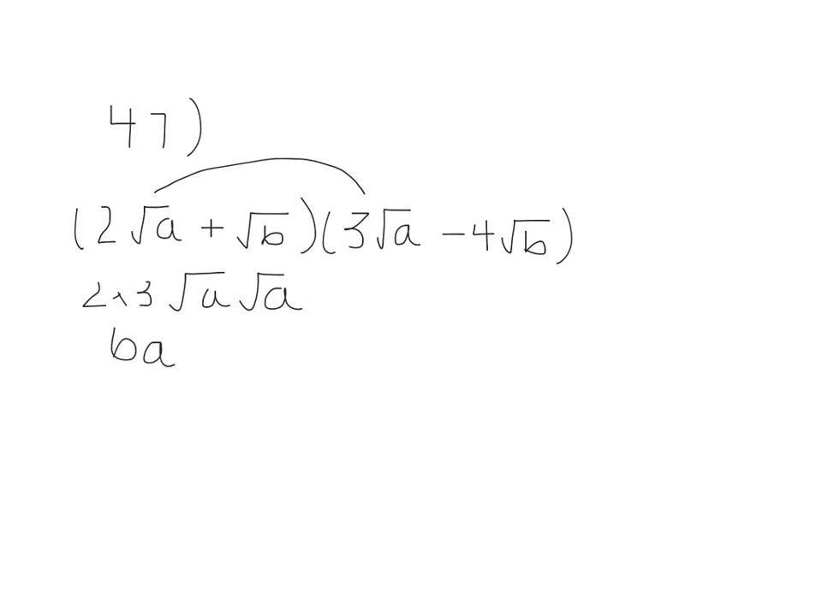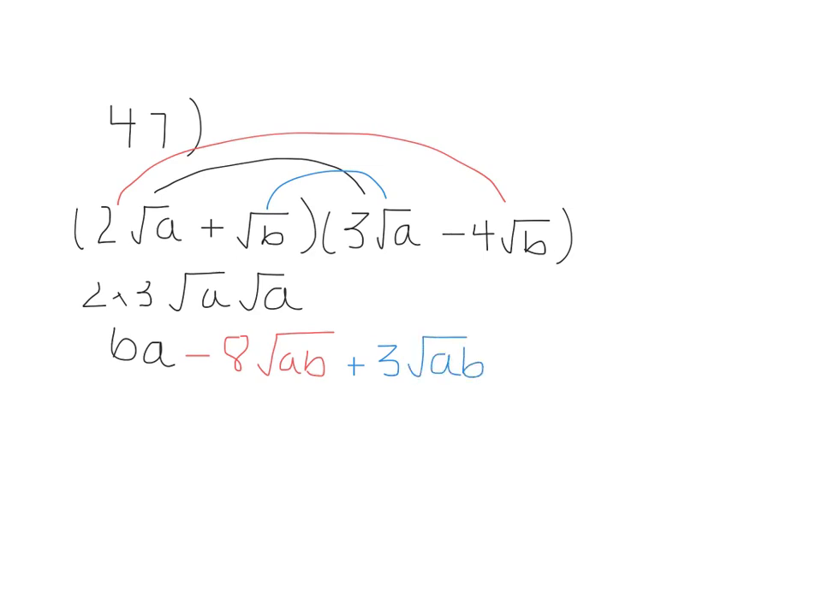Then we have to multiply outside times outside. We'll have 2 times negative 4, which is negative 8. And then we have root a times root b, which is just root ab. Then we have inside times inside. Root b times 3 root a would be plus 3 root ab.